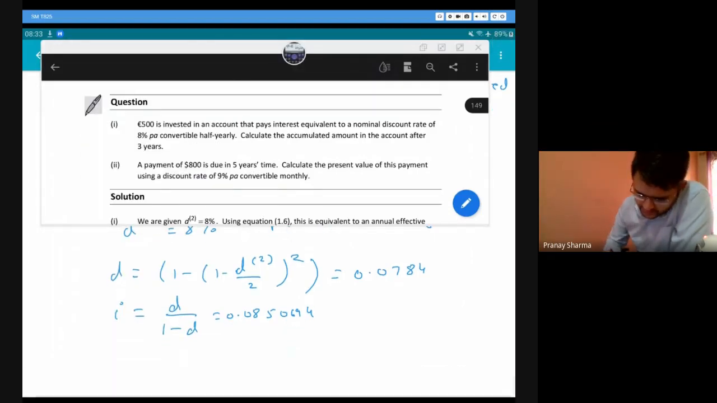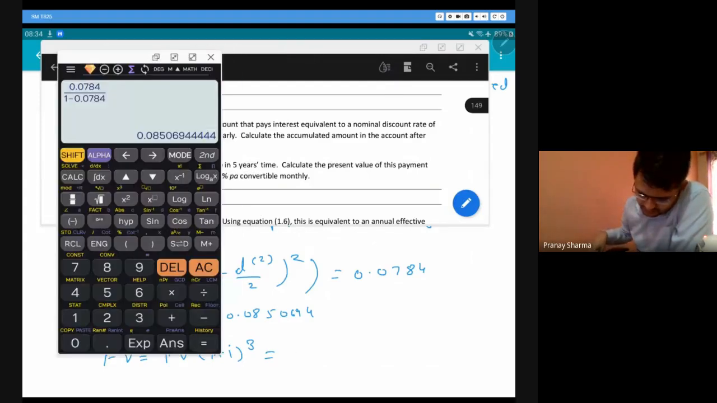Okay. And then we can use our formula. We'll say future value must be equal to present value into 1 plus i raised to 3. We'll say 500 into 1 plus, I'll use the previous answer, raised to 3. I'll have 638.767.